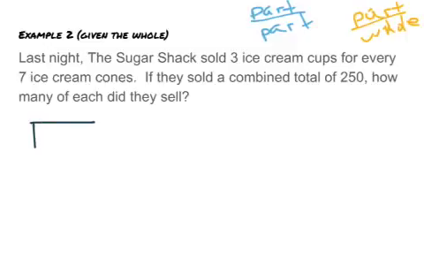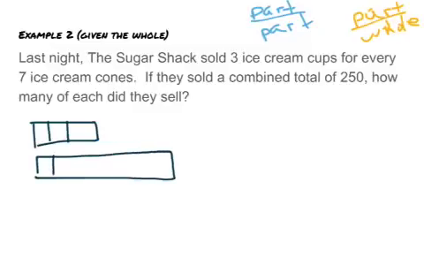So we have the 3 ice cream cups, and then we have 7, and I'll try to make this look like it makes sense. 1, 2, 3, 4, 5, 6, and 7. Okay, so our diagram takes care of the two parts.